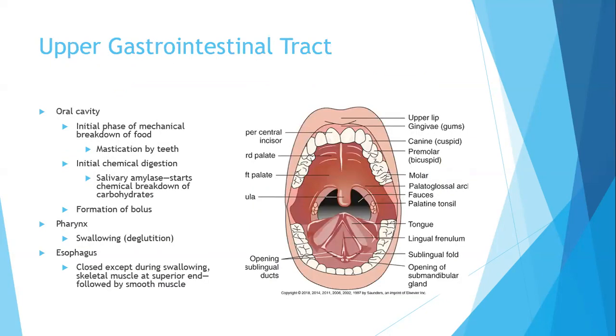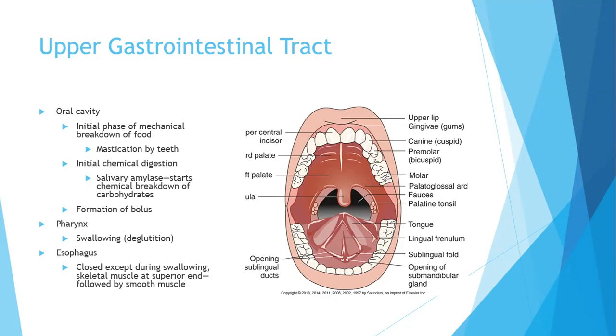So the upper gastrointestinal tract is the oral cavity, the pharynx, which is responsible for swallowing, and the esophagus. So the esophagus is closed off except when you swallow. Basically, in our oral cavity, we start with the mechanical breakdown of food. We chew it. There's some chemical digestion that goes on. It forms the food bolus that's going to go down the esophagus.